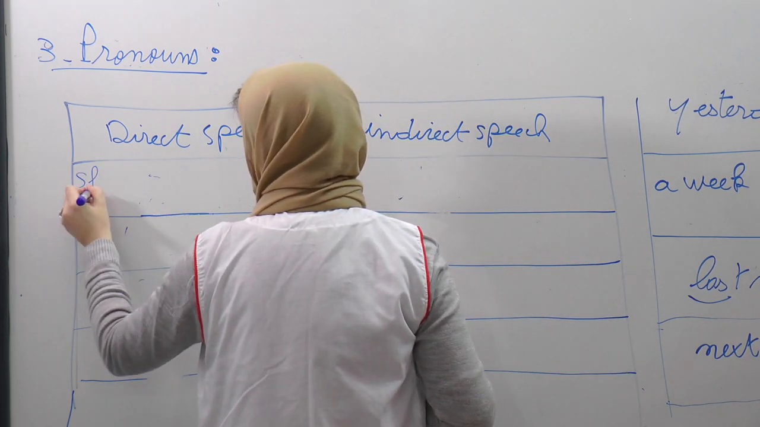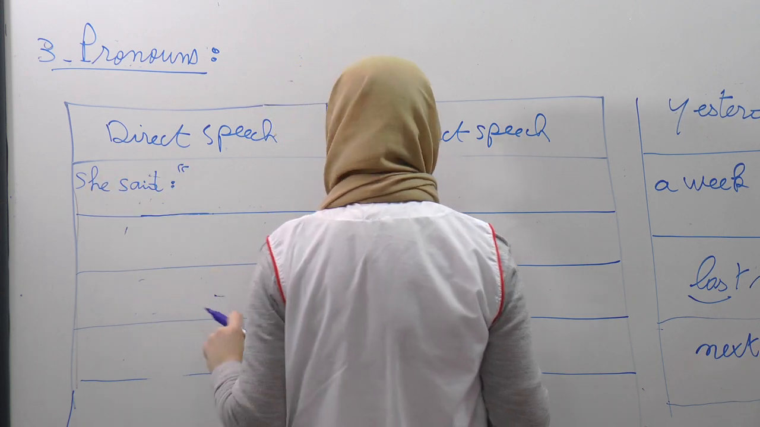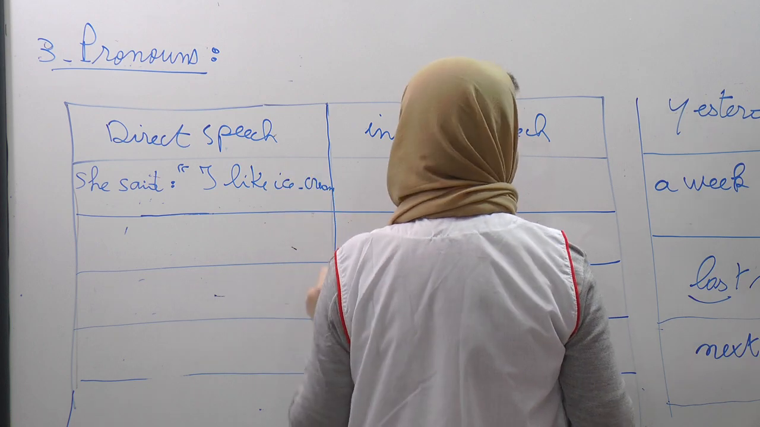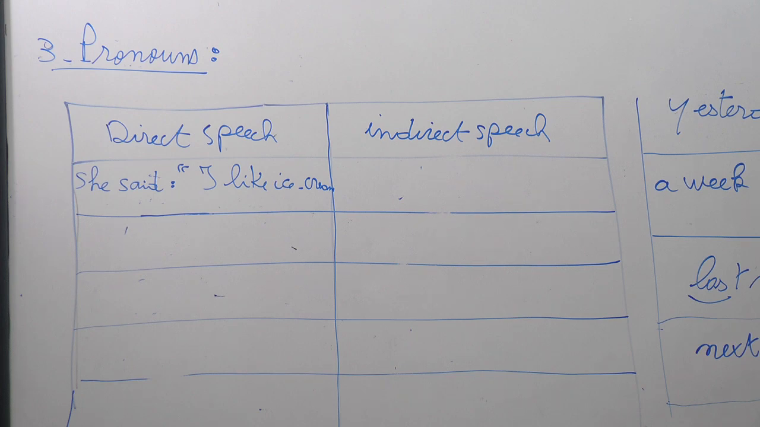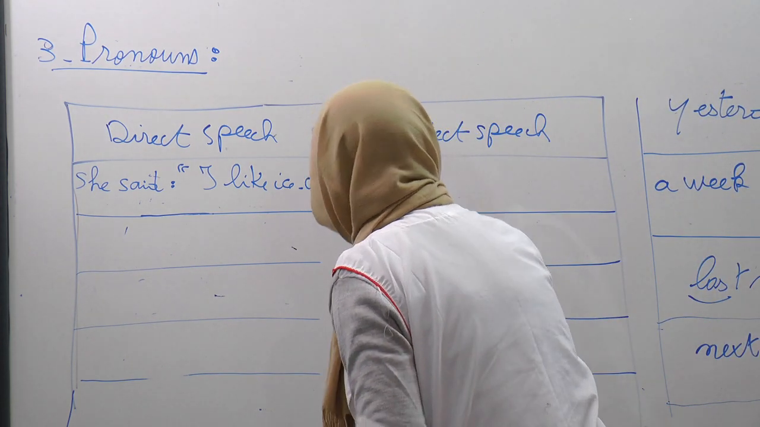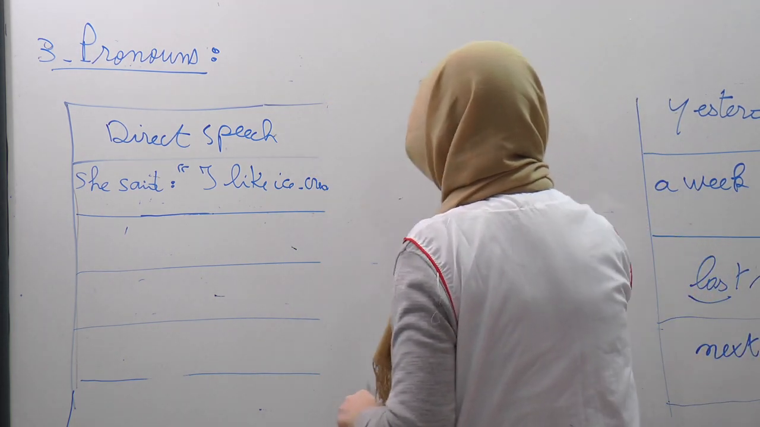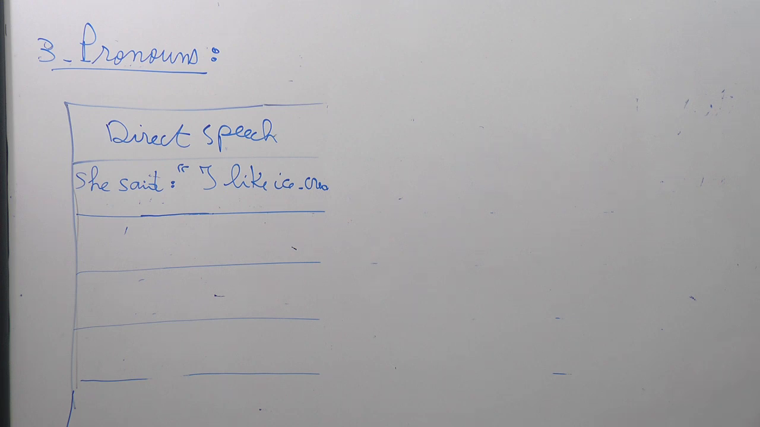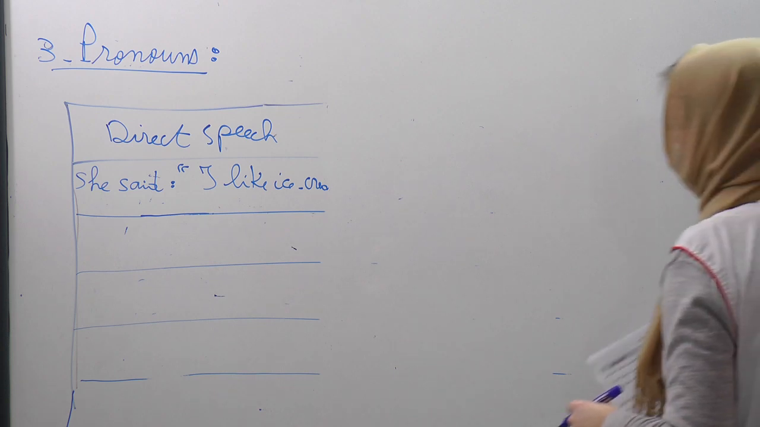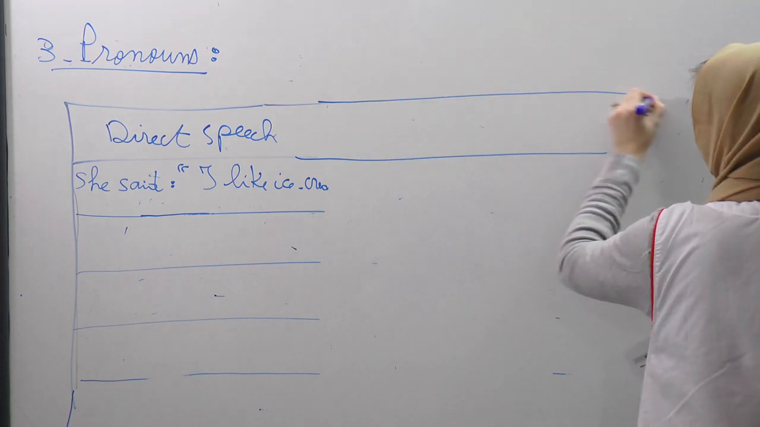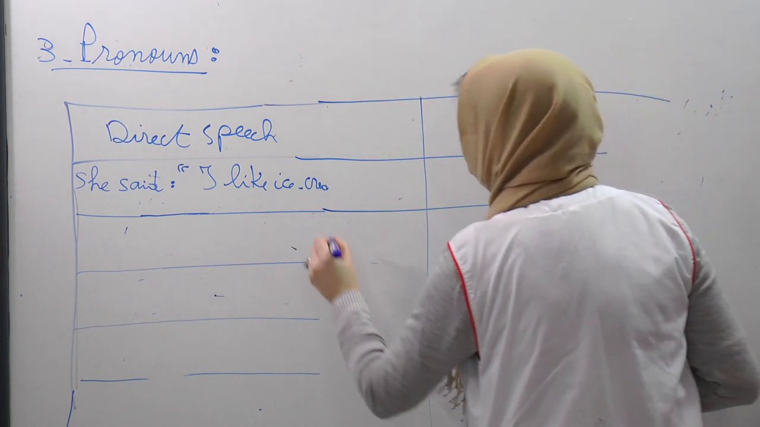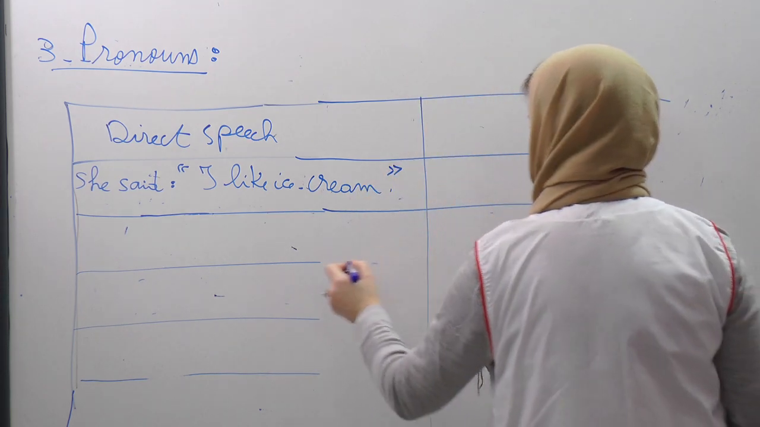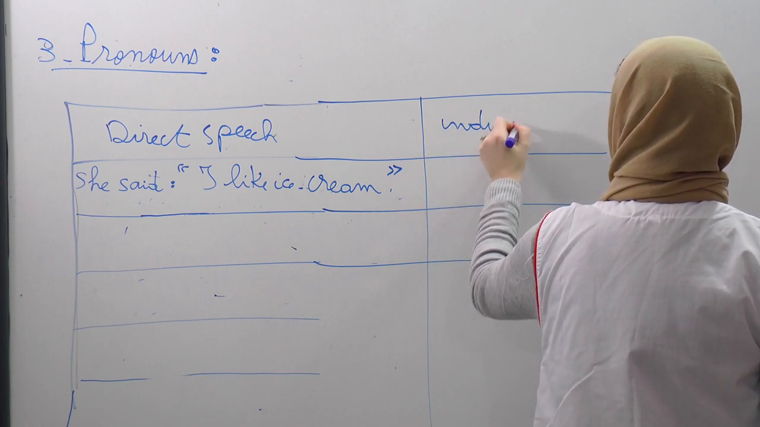Okay, so I'm starting directly with an example. She said, I like ice cream. I like ice cream. I'm going to make the table bigger, it is better, because here I am going to write sentences. She said, I like what? Ice cream. Like you. I know that you like ice cream. Okay. Indirect speech.